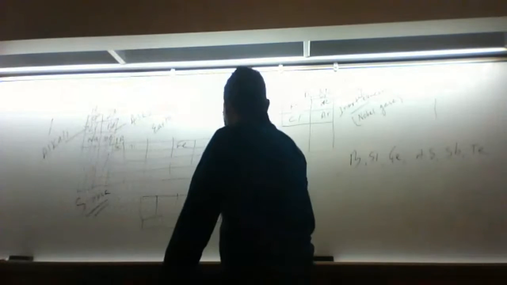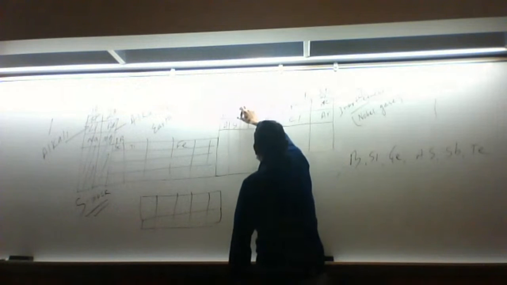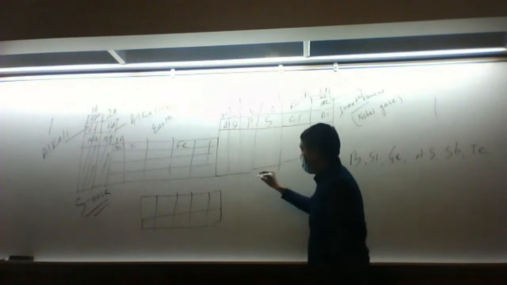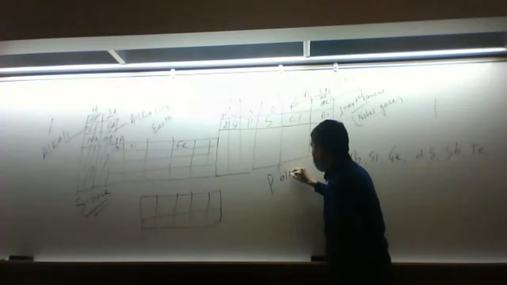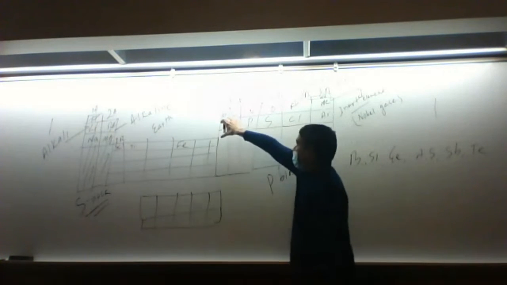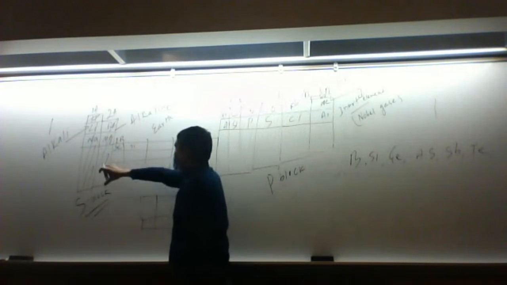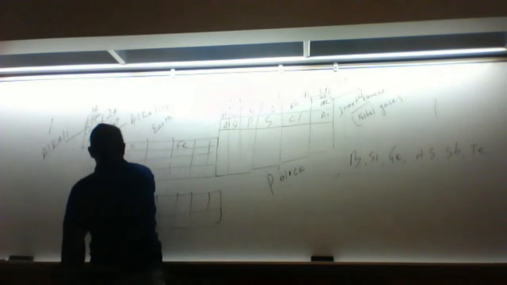And then all these, 3A, 4A, 5A, 6A, 7A, 8A, all these elements here, this block is called the P block element. Everything here, all the way, these are called the P block elements. And these two columns are called the S block elements.